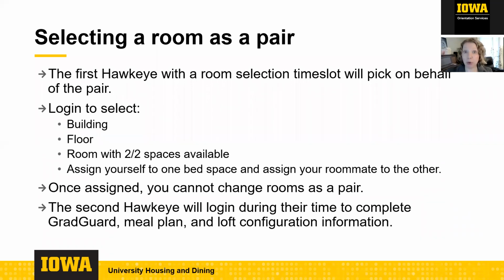Now, it's really important for you to be aware that as roommates, you two get to select a room together just one time. Once assigned, you cannot change rooms as a pair. If you are interested in changing rooms, the second Hawkeye, during their room selection period, after they have completed everything, then you two might be able to explore changing rooms during that second person's period.